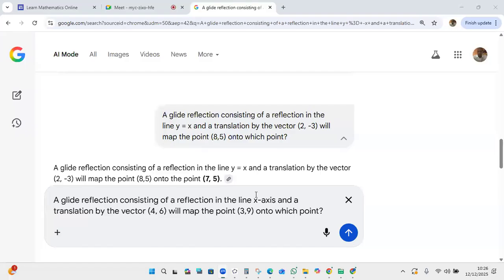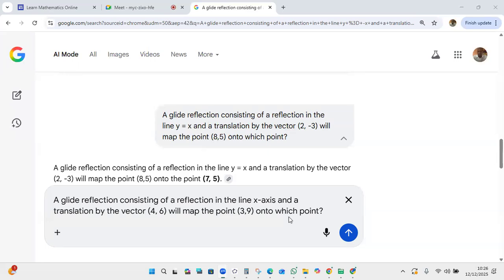Now we're going to try a third situation. A glide reflection consisting of a reflection in the line y = 0, the x-axis, and a translation by the vector (4, 6) will map the point (3, 9) onto which point? So take note, the x-axis can also be called y = 0. Remember there are two transformations, a reflection and a translation.